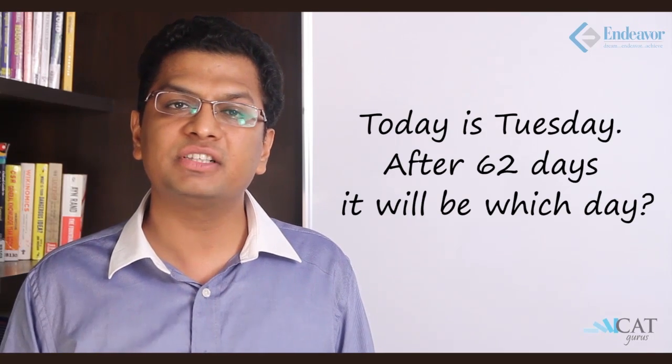Let's take another one. Today is a Tuesday. After 62 days, it will be which day? So today is a Tuesday. After 63 days, it will be Tuesday because it's a multiple of 7. So after 62 days, it will be what? 1 less, which means 1 day before Tuesday, which is nothing but Monday. Right? So this is how we can solve it.